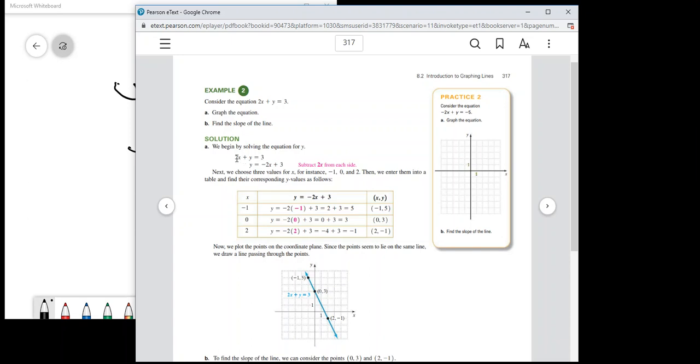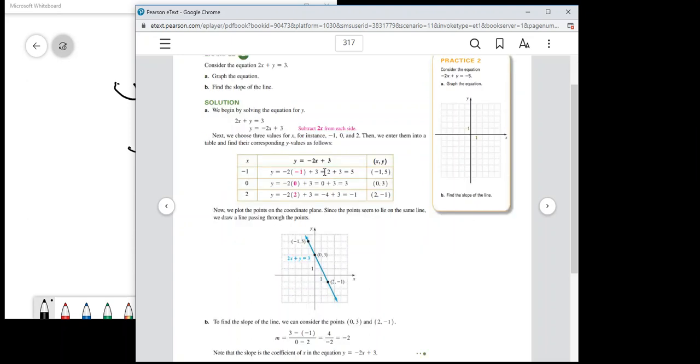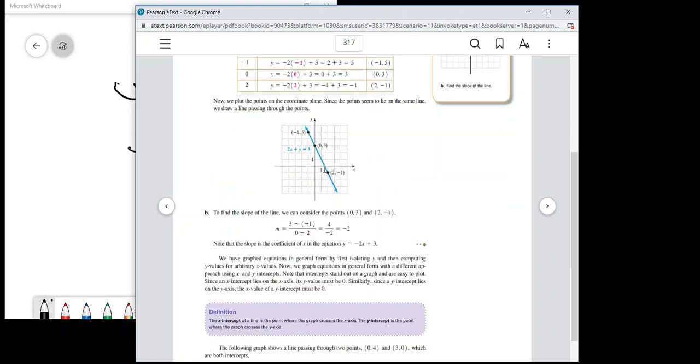In essence, they move this term over to the other side, and they get y equal to -2x plus 3. So they're showing their table, y equal -2x plus 3. And then they plug in -1 and get 5. They plug in 0, so the same thing. They go through and find 3 ordered pairs, and they plot those 3 points, right?